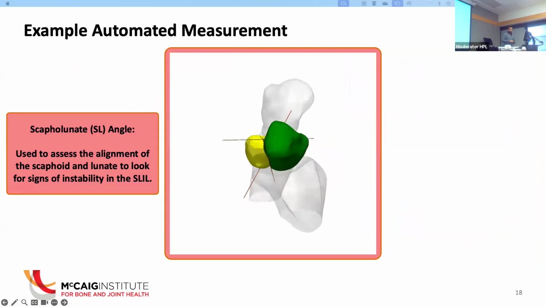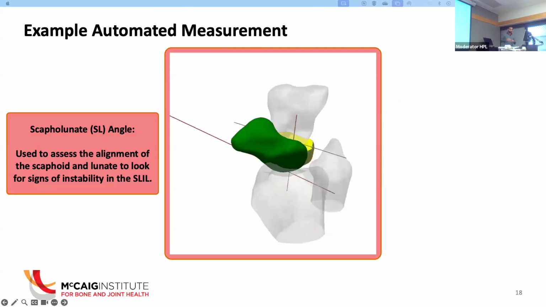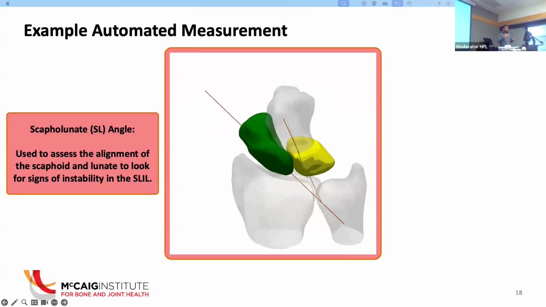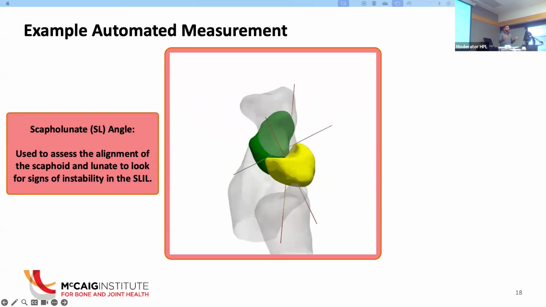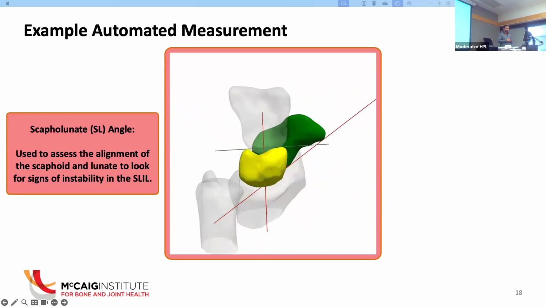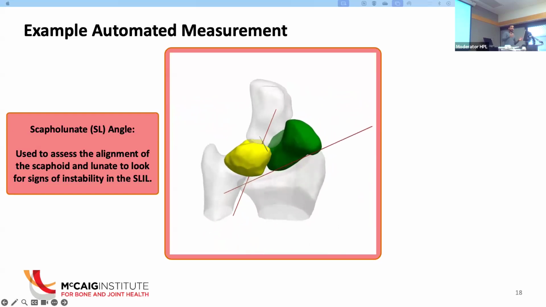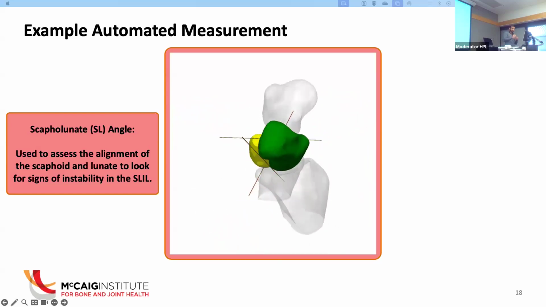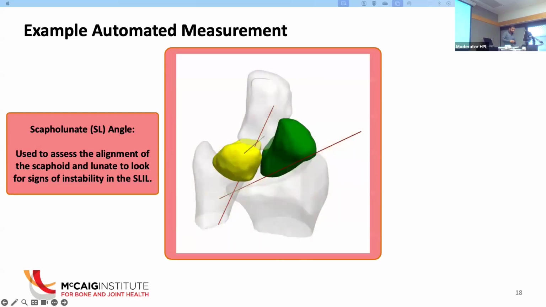So this is just an example of the 3D automated measurement that I took. Here is a scapholunate angle, and that mimics a 2D measurement. An increased scapholunate angle is one of the telltale signs of a scapholunate ligament tear. As I mentioned earlier, that scaphoid will turn into flexion with that injury. So we get the axes of the scaphoid and lunate here, which are denoted by those red lines that you can see on the screen.